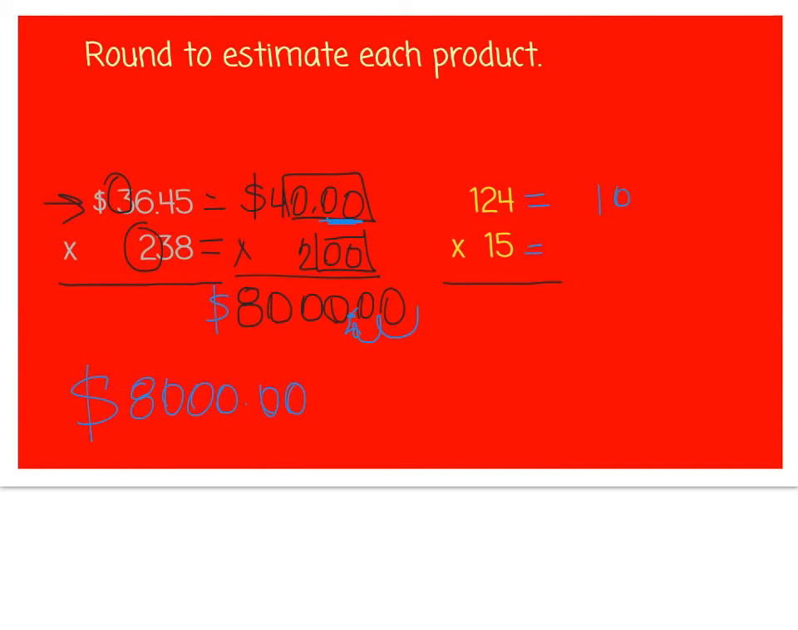Okay, so let's look at the next one. 124 would round to 100 times 15 is going to round to 20. Because again, I round each to the greatest place. So then my answer would be 2,000.